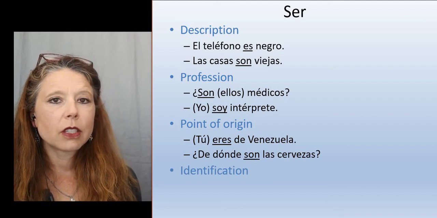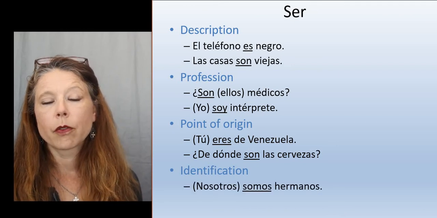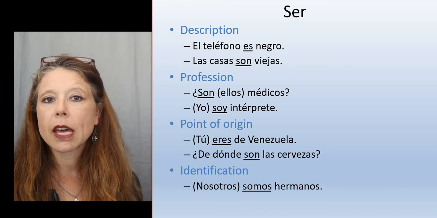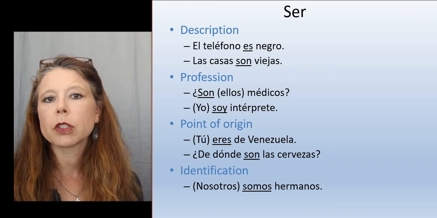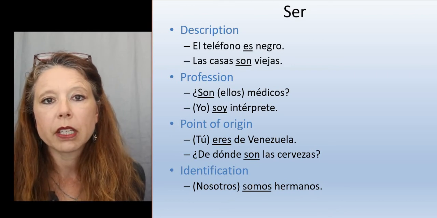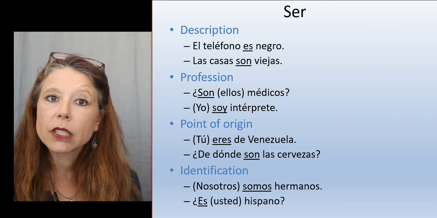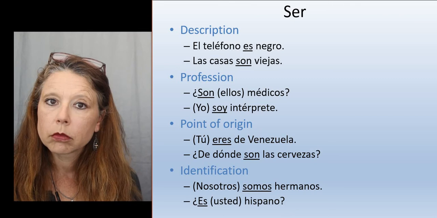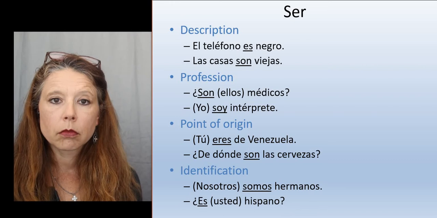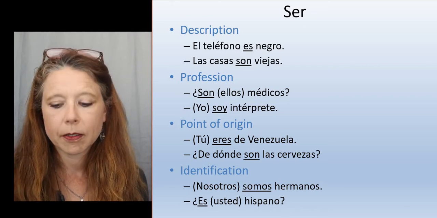We also use this verb to identify something. For example, we can say, nosotros somos hermanos, or just somos hermanos. That means we're siblings, or we're brothers. ¿Es usted hispano? ¿Es hispano? Are you Hispanic? This is a way we identify, so we use the verb ser.